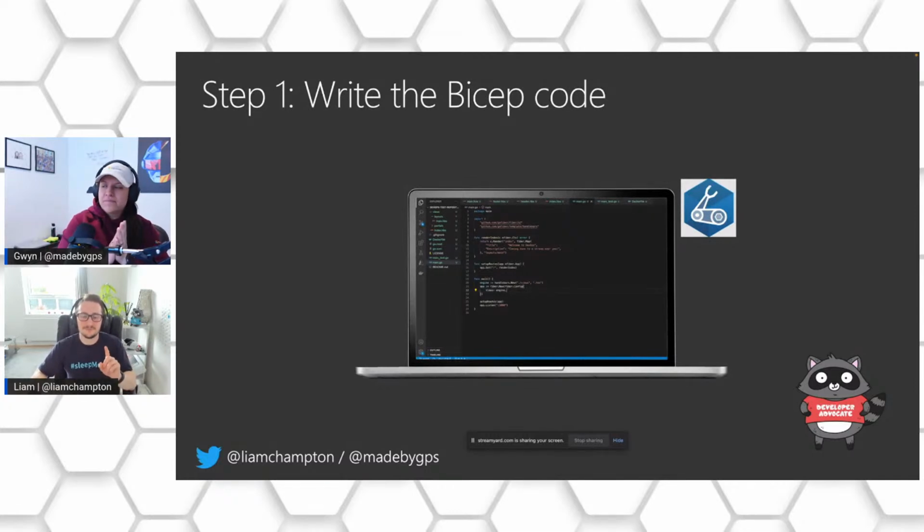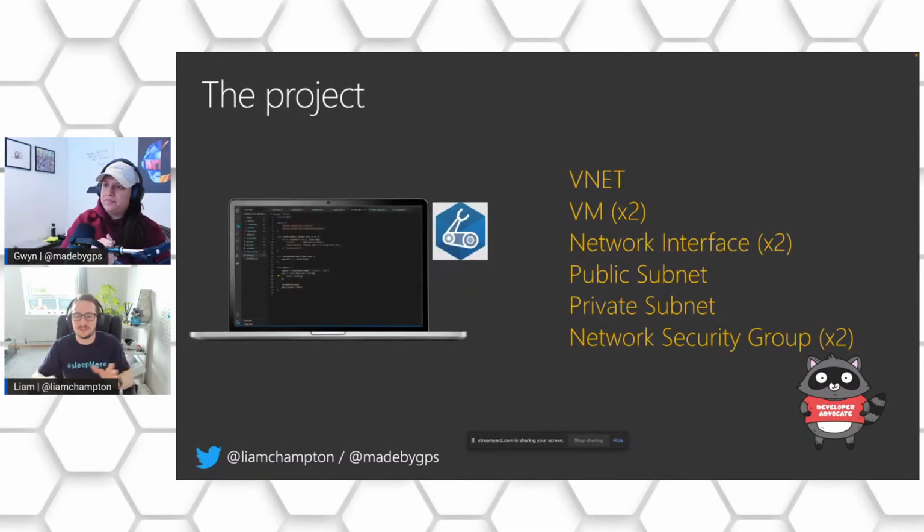So step number one, we're going to write some Bicep code, or rather Gwen's going to write some Bicep code. And this Bicep code is going to have virtual networks. It's going to have some VMs, or virtual machines, network interface cards, a public subnet, a private subnet, and 2 network security groups. Kind of touched on all of that a little bit, but stay with us. This is going to make a lot more sense in the next slide.